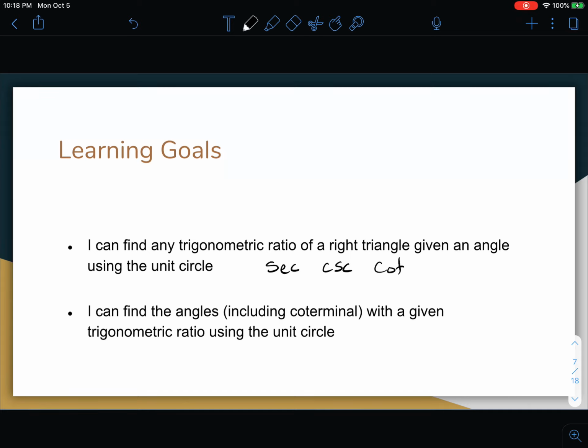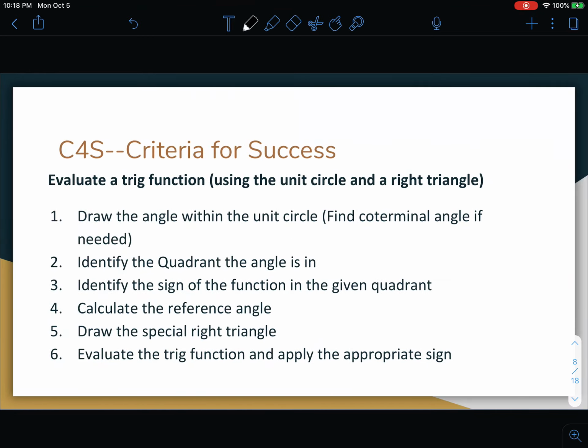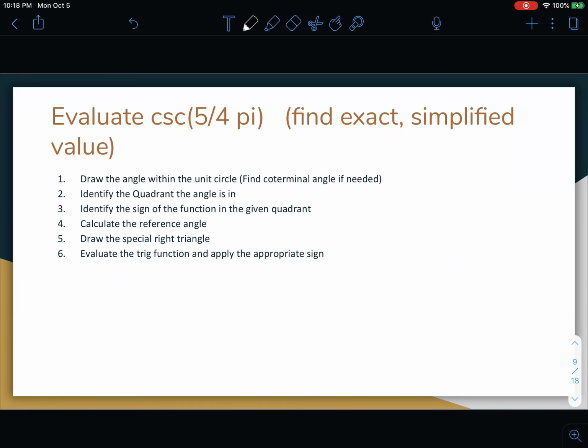So we're going to introduce a little something else, but I'm hoping this is going to be just fine because it's kind of going the opposite direction. We've already talked about the criteria for success, so let's go ahead and dig right in.